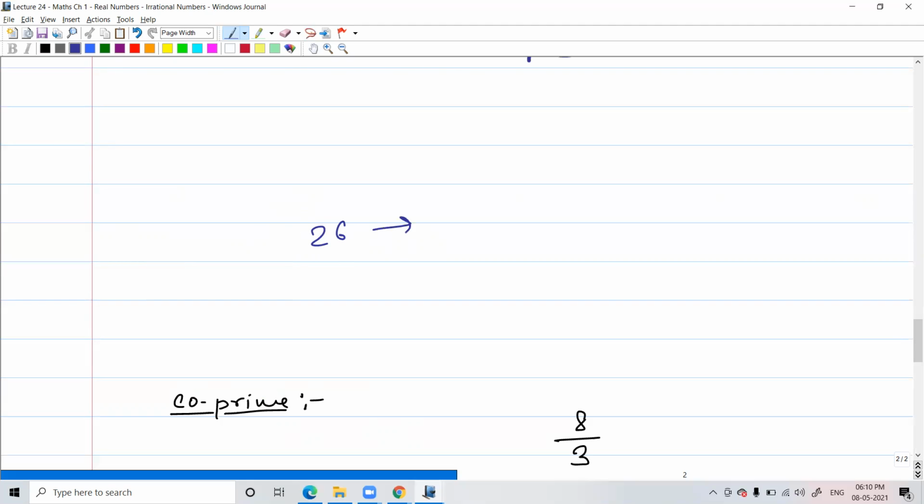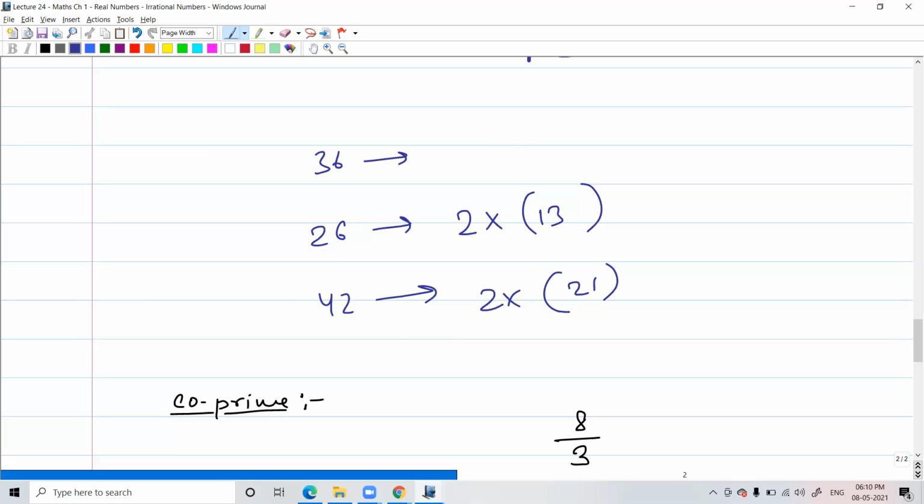Now you can see that this is an even number. That means I can take 2 out of it and write some number multiplied with it. So this is 2 times 13. If you had taken 42, there also you could have written 2 times 21. If you had taken 36, still you can write it as 2 times some number, 18. You understand that every even number can be written as 2 times some integer c.